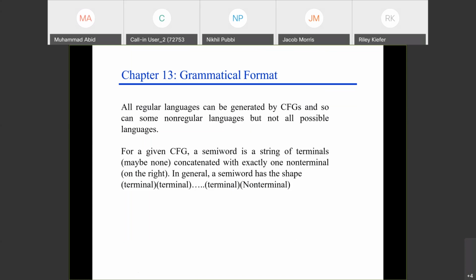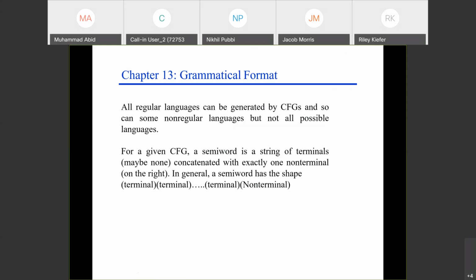Terminals are all small case letters, all signs, symbols, mathematical operators, all notations. Anything which is not replaceable is a terminal. Another thing is you will never see a terminal on the left side of your production rule. Non-terminals are always in capital letters. They can be on the right side or the left side, but for sure all non-terminals must appear on the left side also, because they have to be replaced by something.